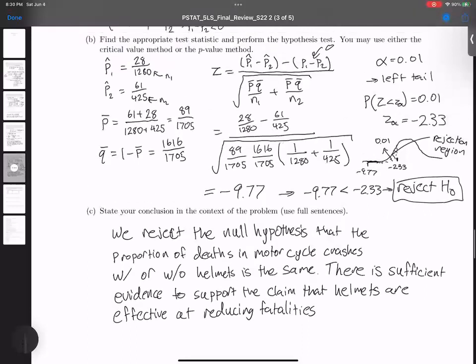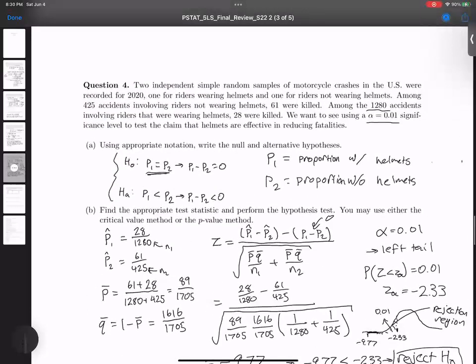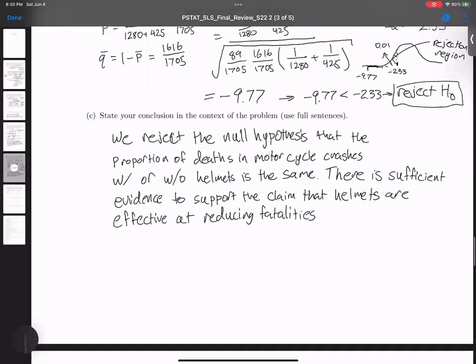Again, that last sentence comes from this part of the alternative. There is sufficient evidence for the alternative that P1 is less than P2. P1 less than P2 means that the proportion of deaths with helmets is less than the proportion of deaths without helmets, which means that helmets are effective.